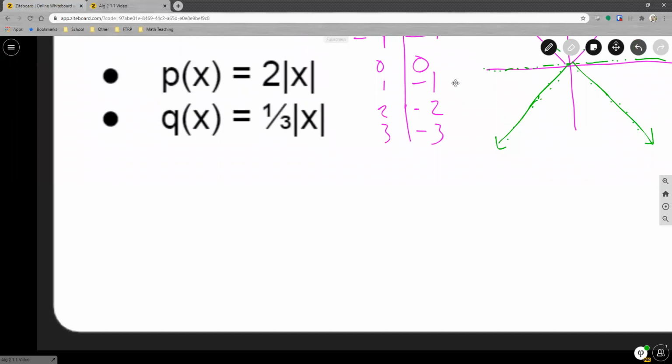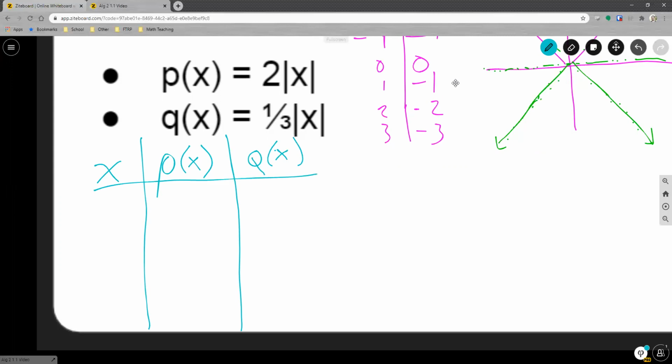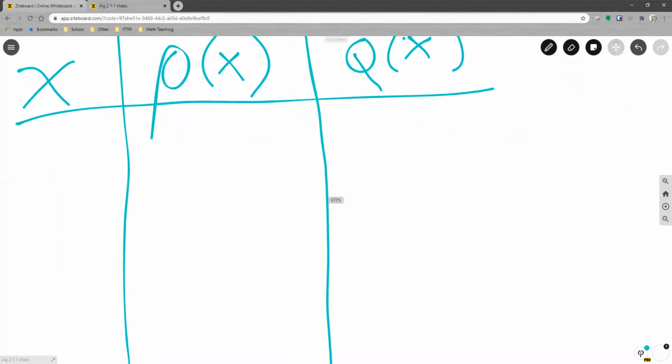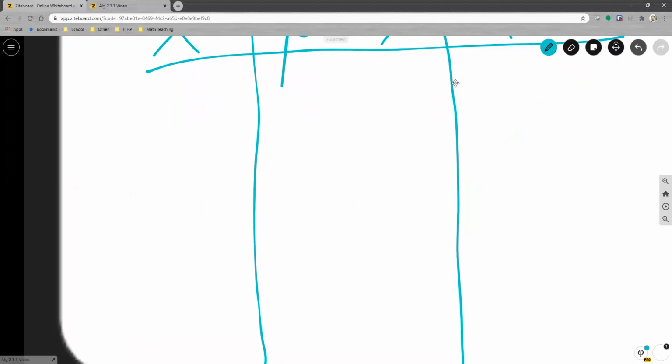We'll do the work down here. I've got P of x is 2 times the absolute value of x, and Q of x is 1/3 times the absolute value of x. I'm going to create a table again, and I'm going to combine P of x and Q of x into this table. I'm going to have 3 columns. Let's zoom in here. So I got my numbers, -3, -2, -1, 0, 1, 2, and 3.